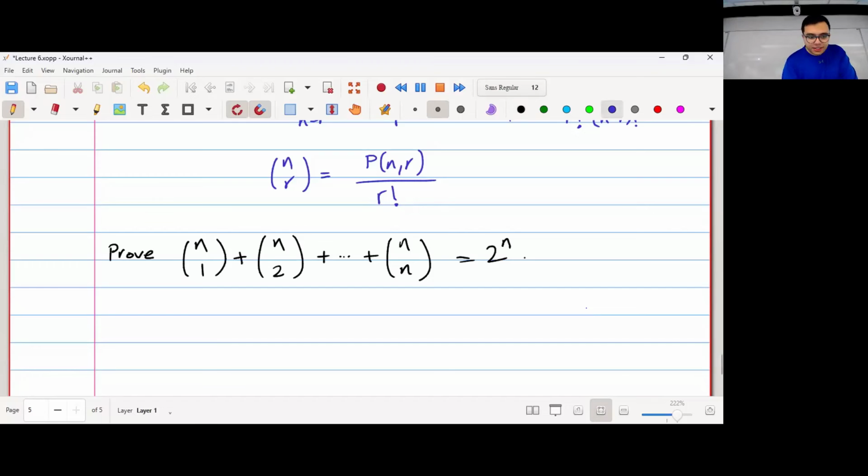Okay, so what is the number of subsets of a set of size n? Well, I've already counted this before, and I know it's 2 to the power of n. So I know that it's my right-hand side. But what is the left-hand side counting? So this first summand here is the number of subsets of size 1. Oh, I've forgotten something. Okay, sorry. This should be n choose 0 plus that. Okay.